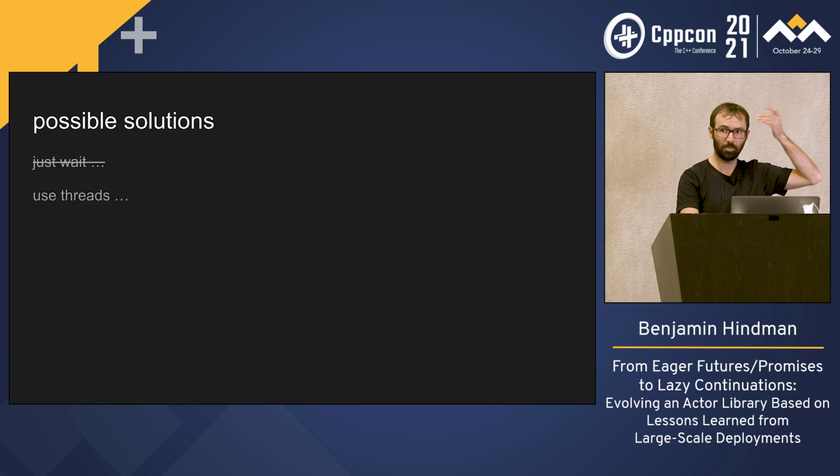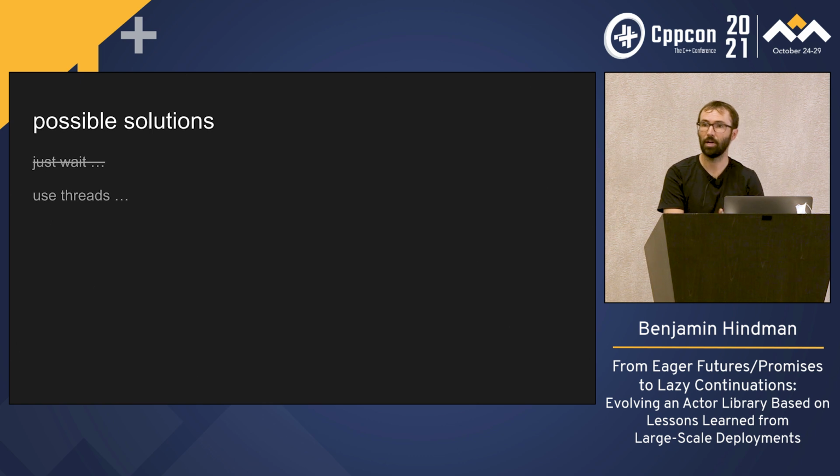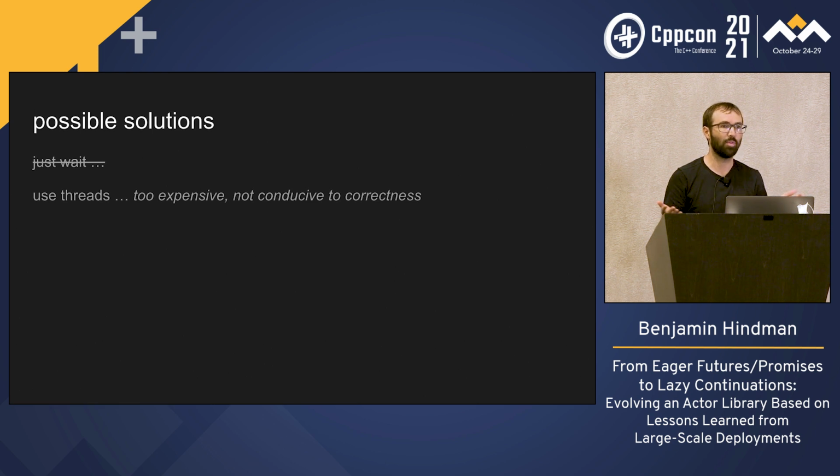But for large-scale systems like most of us are building and that I've built in the past, that's really not an option. So there's a second option, which is use threads. This is a standard option for all these things. We might have to wait, so we can just create threads. But again, as I think we've seen over the last couple of decades, that's just too expensive. And it's not conducive to correctness, which I'll talk a little bit about later.